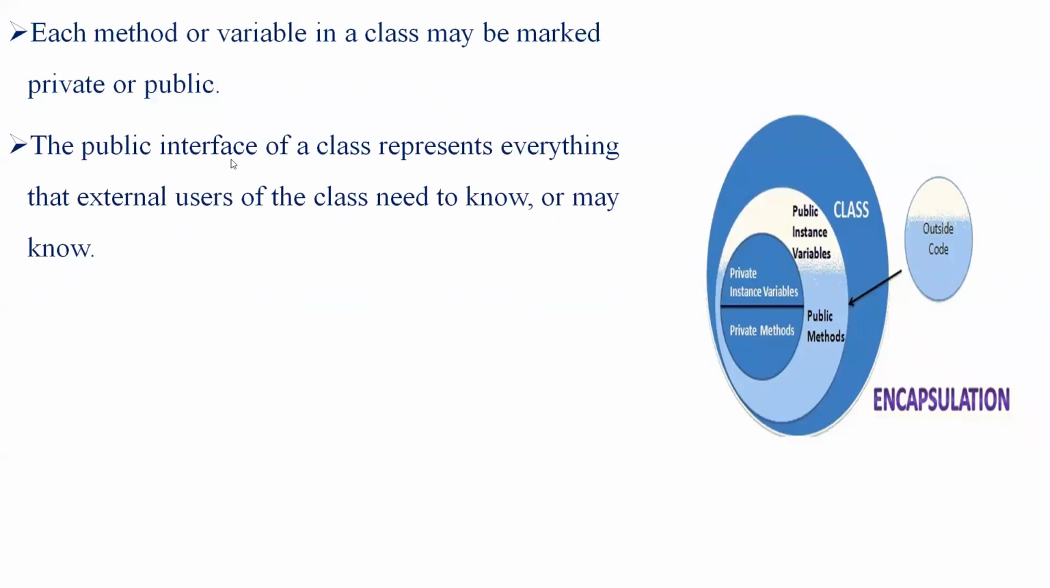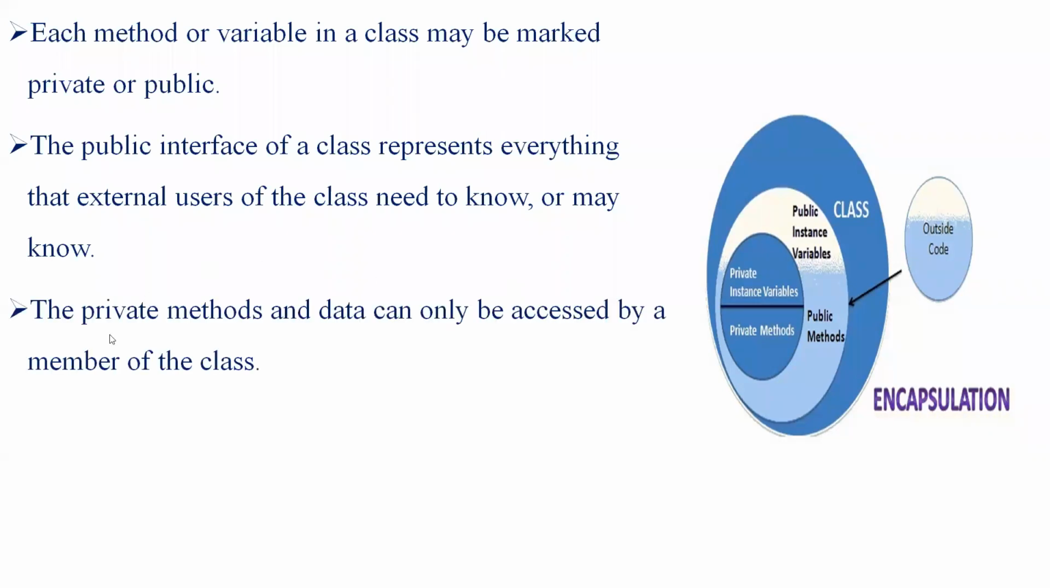The public interface of a class represents everything that an external user needs to know. It will provide all the details to all the users that they need to know or may want to know. Whereas in the case of private methods, the data can only be accessed by the members of the class. Other than the members, nobody can access these private methods or private data.